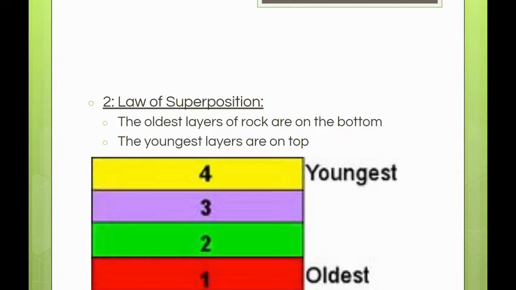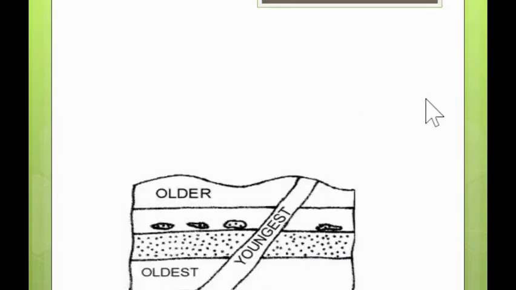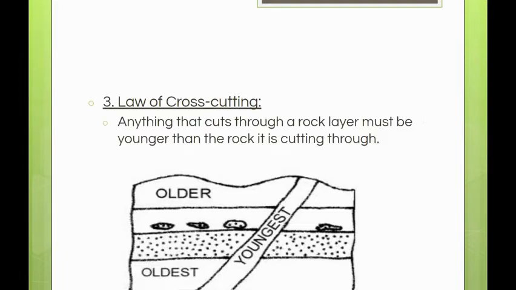Now, the next law is where things can get tricky because this is where it can start flipping some layers around and we have to figure out which order they go in. Our third law is the law of cross-cutting. Anything that cuts through the rock must be younger than the rock it's cutting through. For example, we have this cross-cut right here. We could figure out which of the layers is oldest to youngest, but this cut is going to be the youngest thing because those rocks were placed first, then the cut came through. You can't have the cut without the rock layers, so that is the youngest piece.